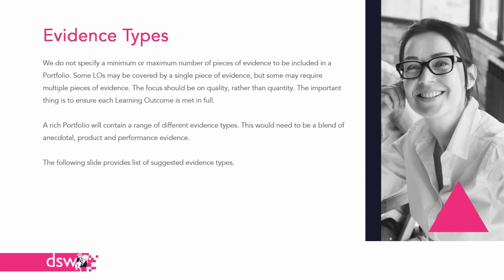A piece of evidence might be a single document, or it may be a folder containing a number of documents which link together. We're looking for quality rather than quantity, having the apprentices think about examples of specific situations they've been involved in, which would allow them to demonstrate multiple areas of the standard. We'll go now on to different types of evidence.